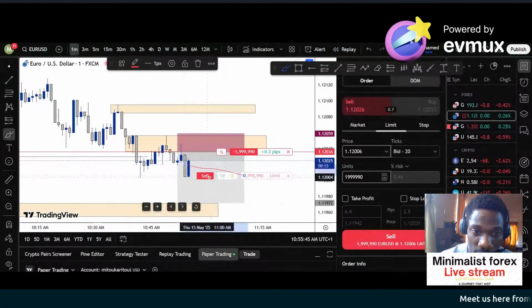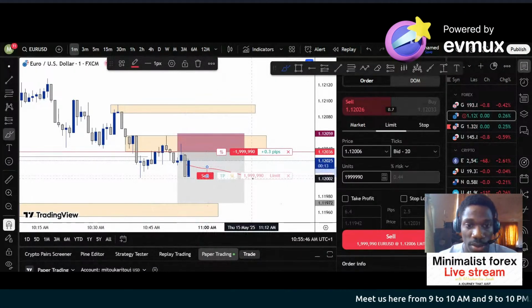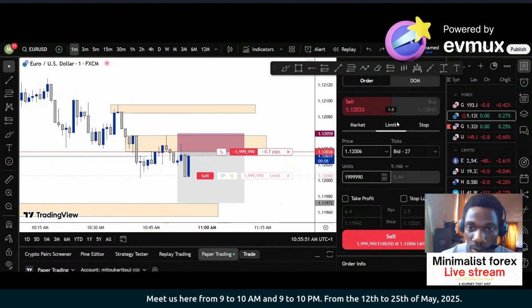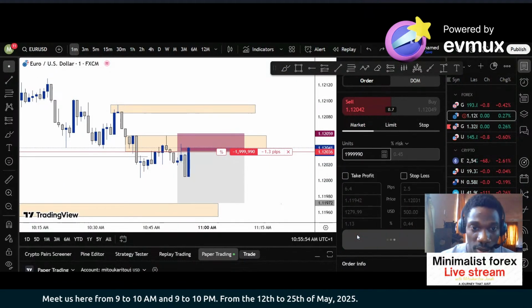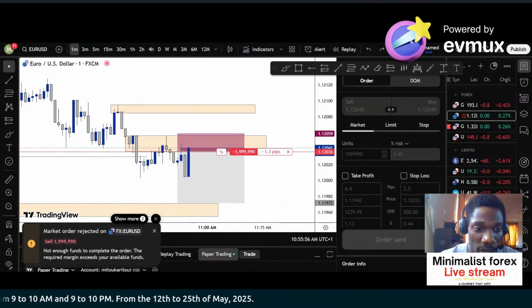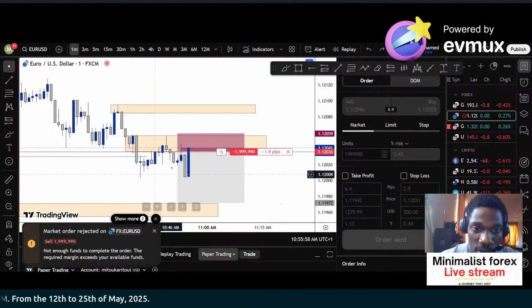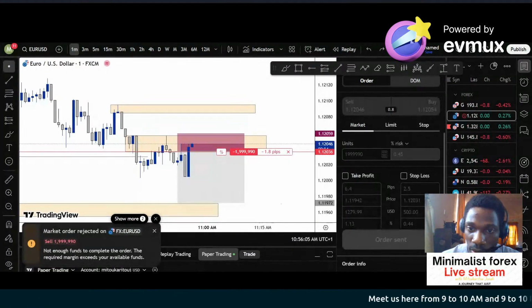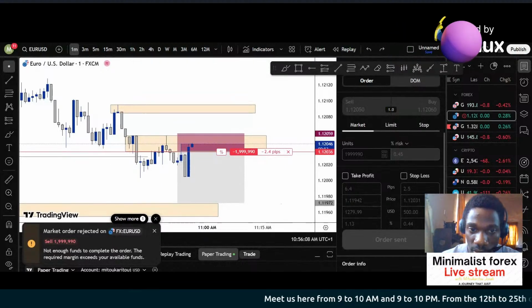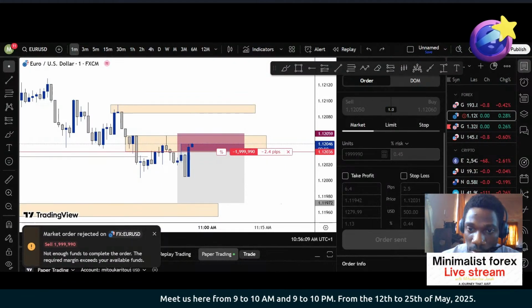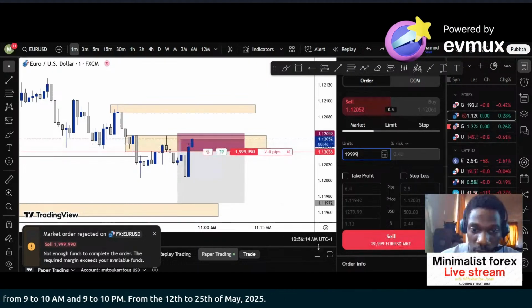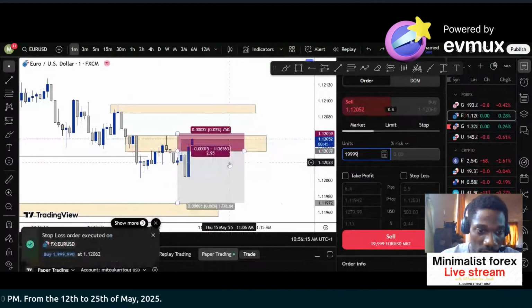Ouch. What's going on? Boom. I'll just take a market execution sell. Hope that gets rejected. I think the price was too much. I'm just going to, how do I even adjust this? Okay, so we are losing the trade.